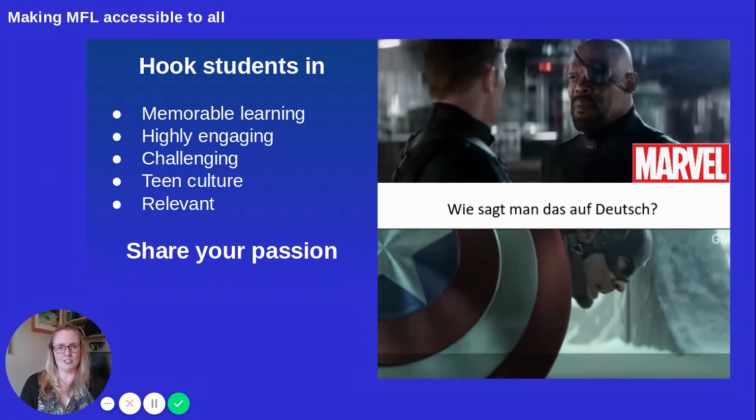So it was a brilliant way to teach them phonics, to teach them how to pronounce words, how to bring intonation into their voice as well, to make it sound like they were telling a story and to get dramatic with it. But it did create a highly engaging lesson. It was challenging for them and it was relevant for them too. I also like Marvel, so it's important to share your passions, but it really did speak to some of them.